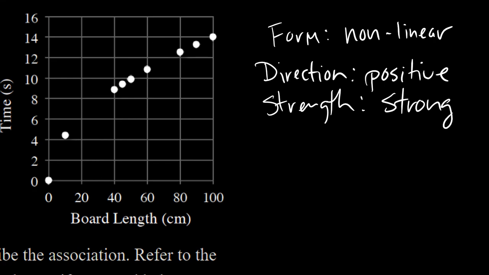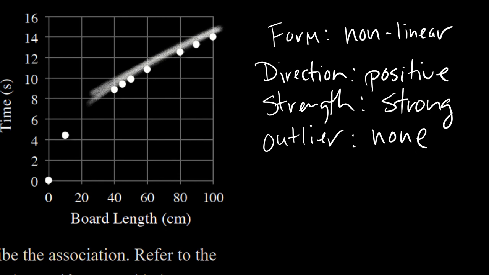And back to here, I don't see any outliers. So outlier, I would say none, right? So its form, it's non-linear, it's not a line. Even though this part looks pretty linear, right? For the most part, because of this thing in here, I'm tending to think it's not linear.